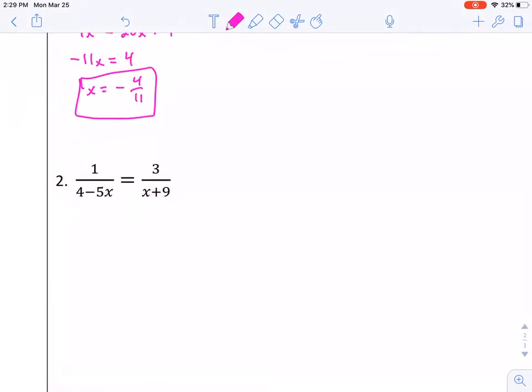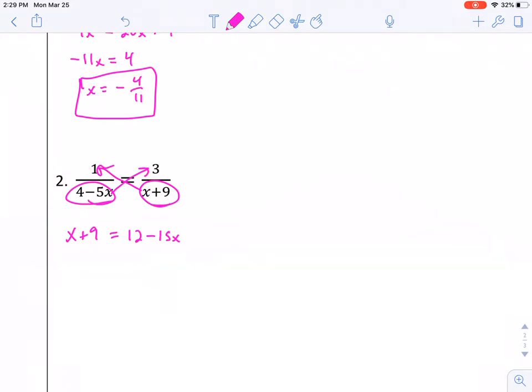Okay, so here, you're going to cross multiply the x plus 9 times the 1. Then you're going to go the 4 minus 5x times the 3. So 4 times 3 is 12. Negative 5x times 3 is negative 15x.